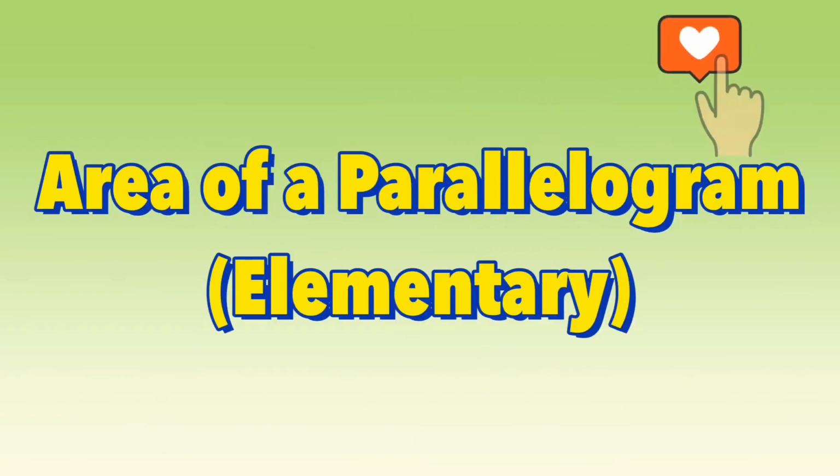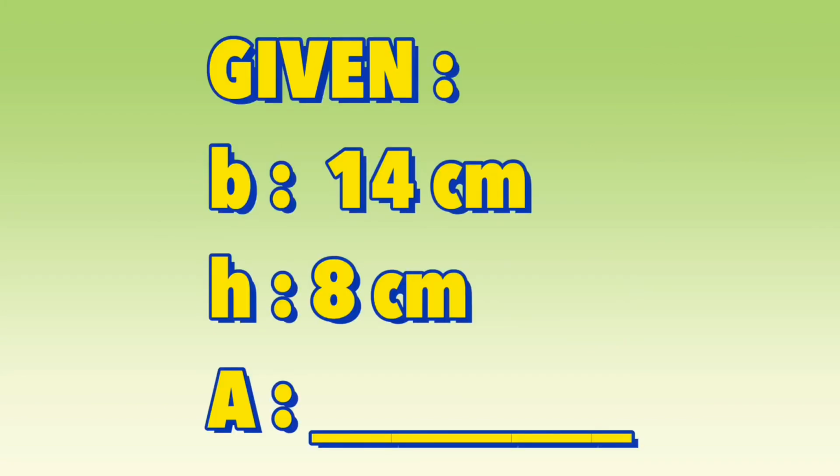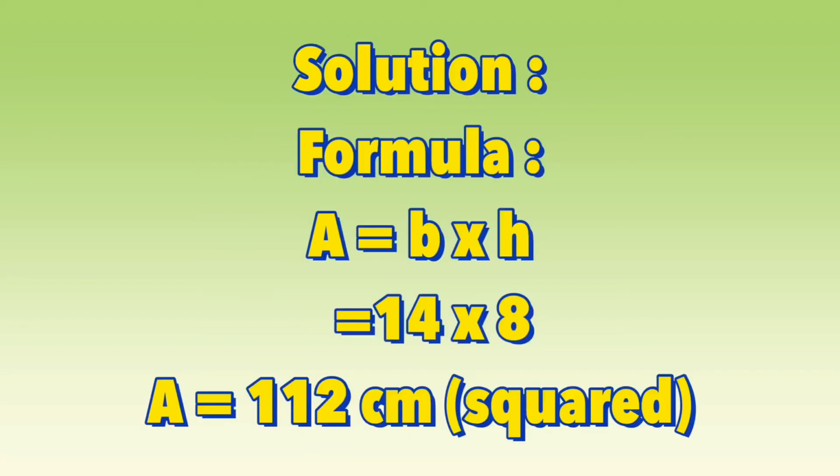Today we are going to study the area of a parallelogram. For example, number 1: given the base equals 14 centimeters and the height equals 8 centimeters, we're going to find the area. Solution: we will use the formula. The formula of a parallelogram: area equals base times height.